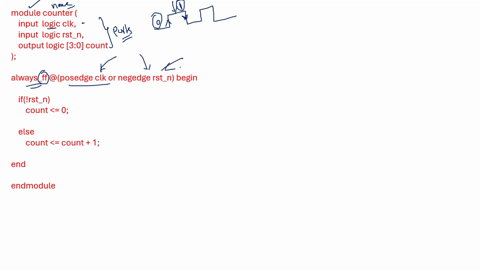This is the asynchronous reset we are using. If reset is 0, your counter will be 0. If reset is not 0, it is 1, which means your counter will be incrementing based on your width.